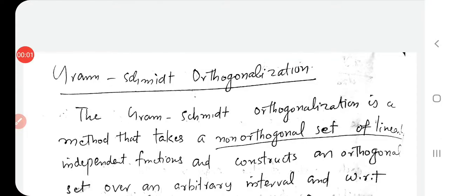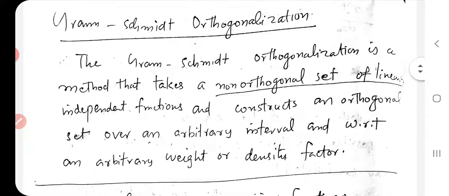Hi, today we look at the Schmidt orthogonalization method. This is a method which converts a non-orthogonal set of linearly independent functions into an orthogonal set.